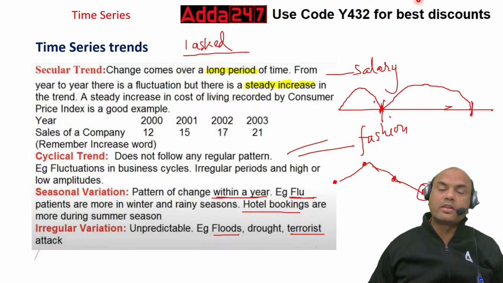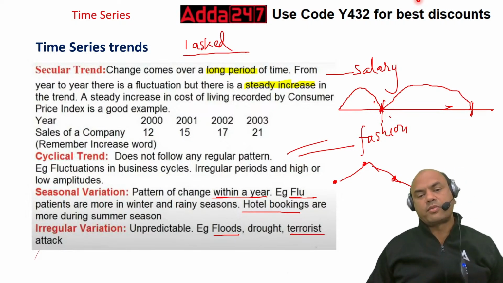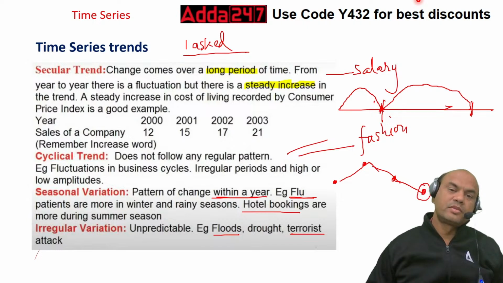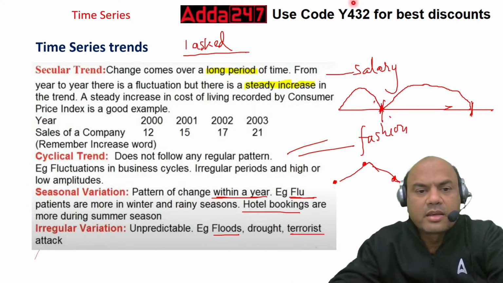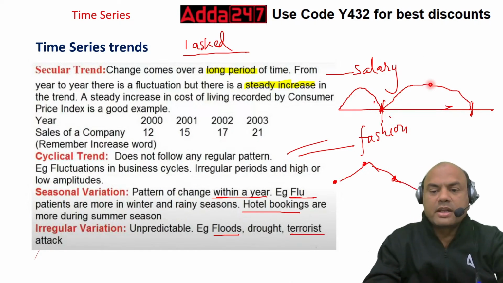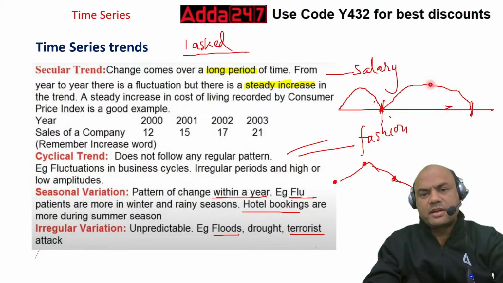Last one is irregular pattern, which means you cannot predict. For example, floods or dacoity or a terrorist attack, drought. Can you predict any time that? Can you tell me that tomorrow will be a terrorist attack? You can't say, isn't it?